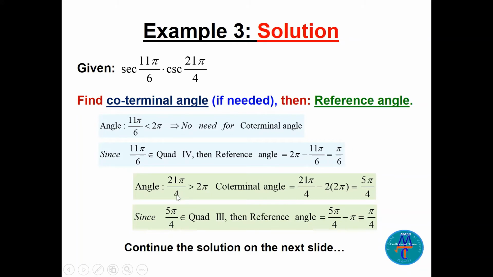Now 21 pi over 4 is more than 2 pi. So let's find the coterminal. We subtract complete cycles until you get an angle between 0 and 2 pi, which is 5 pi over 4. 5 pi over 4 is in quadrant 3. So the reference will be the angle itself minus pi, which is pi over 4. Now let's put everything together on the next slide.